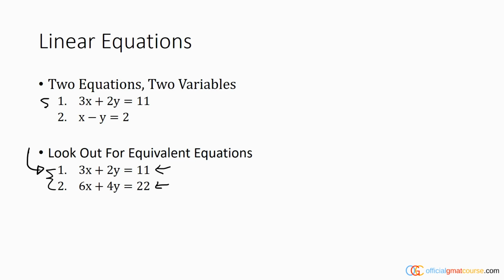But these two formulas are different. These two formulas are not simply the same thing multiplied by 2. If I multiplied the bottom one by 3, I would get 3x minus 3y is equal to 6, which looks a lot different than what we have in statement 1. But we would have 3x in each.